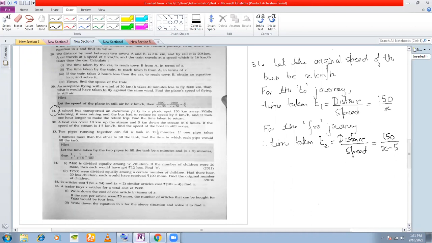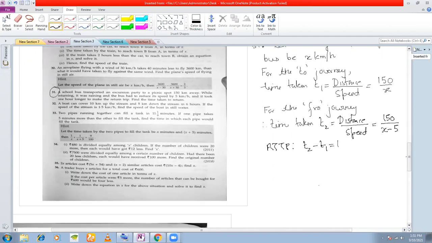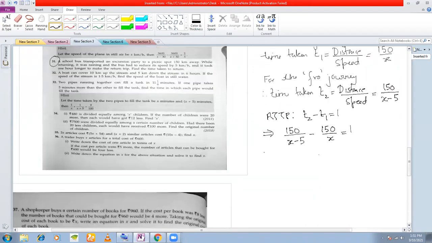That means which time is greater? The time for the fro journey is greater. That means according to the problem, t2 minus t1 must be equal to 1. This will give you your equation. Now we'll simplify this equation to a quadratic equation. To simplify your task, you can take 150 common.